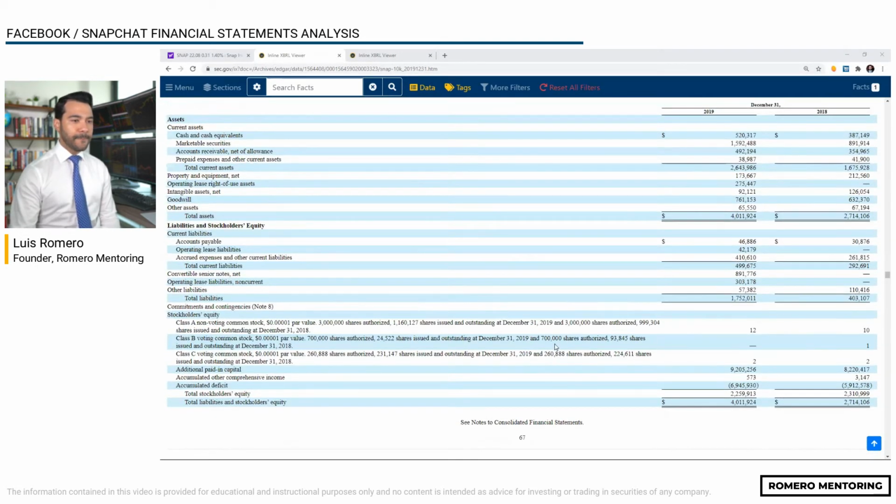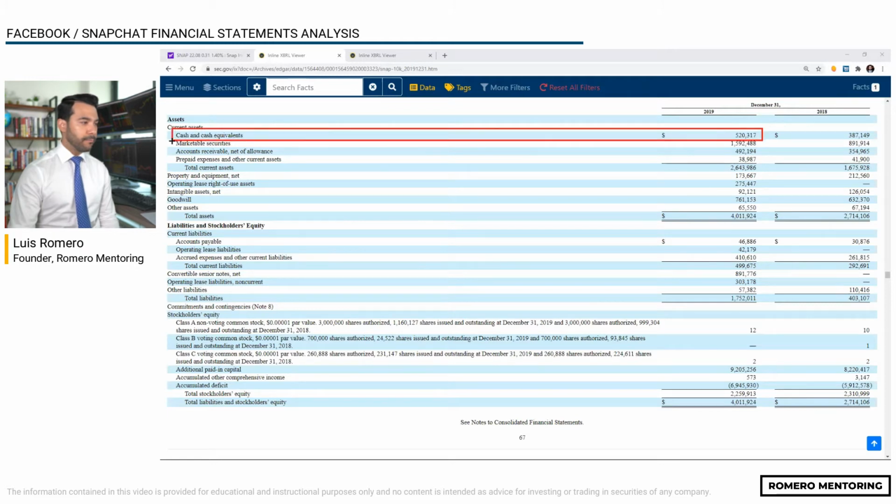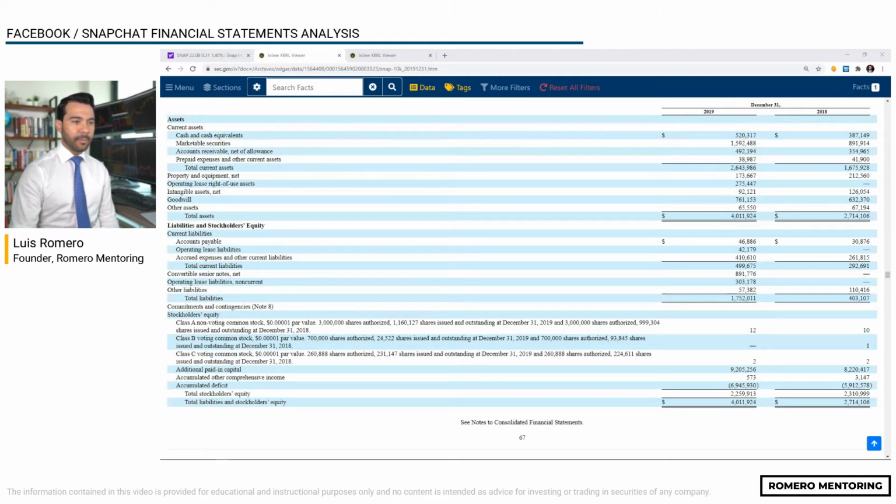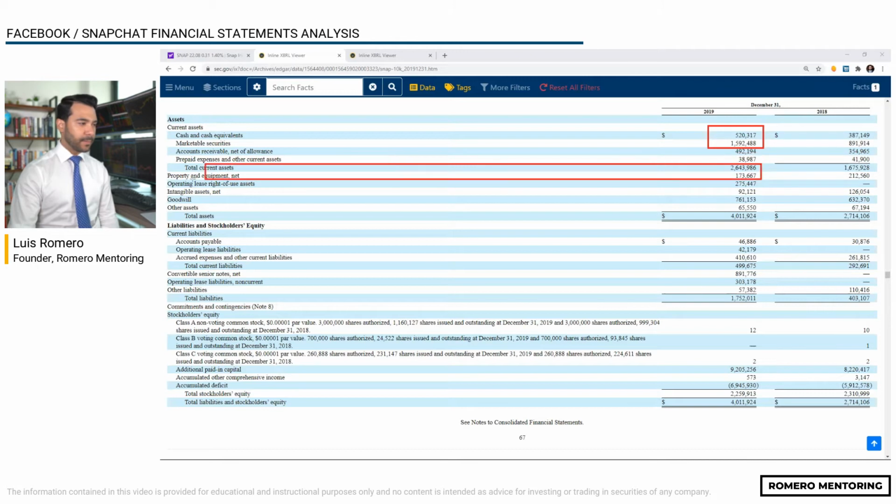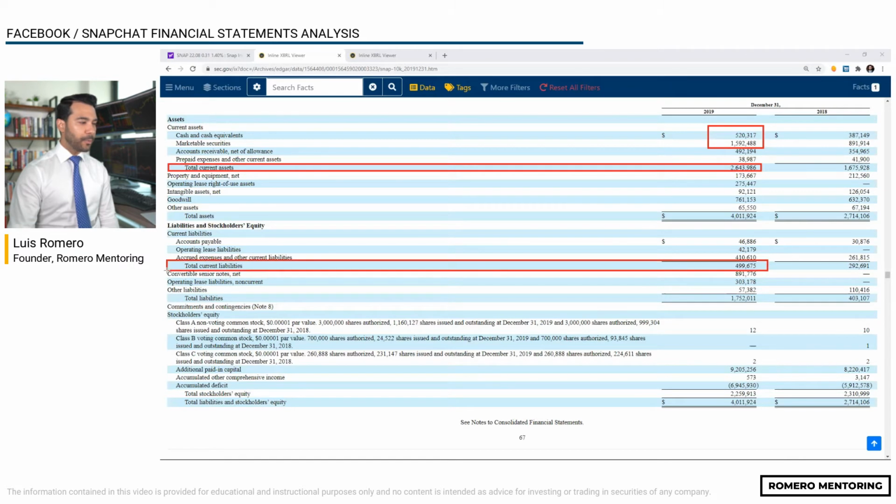Here it is. From a balance sheet standpoint, you can see their cash and equivalents, $520 million. Right below that is marketable securities. They have about $1.5 billion. Let me remove this to make it a little clearer for you. There it is. And when I compare their current assets to their current liabilities, from a working capital perspective, they have more than enough liquid assets, more than enough capital to meet their short-term obligations within a year.